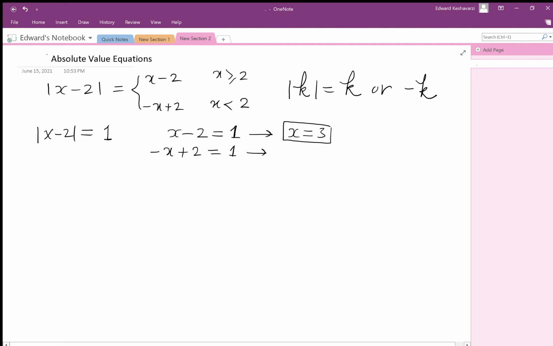Therefore, negative x equals negative 1. And therefore x equals 1. So there are two solutions to this absolute value equation, 3 and 1.